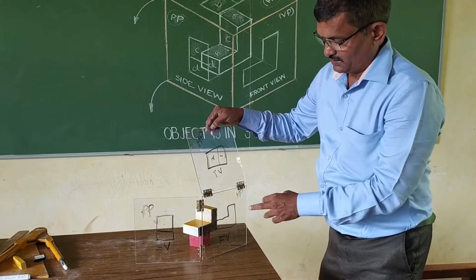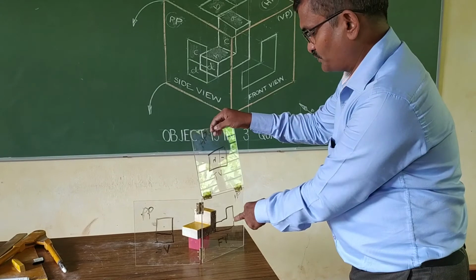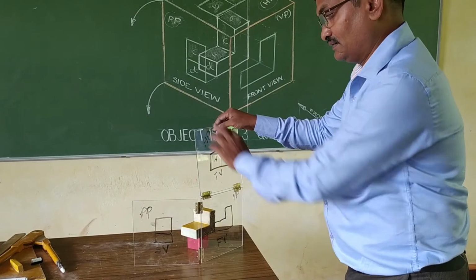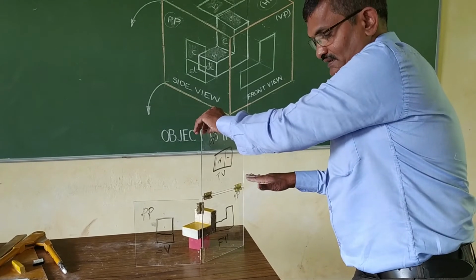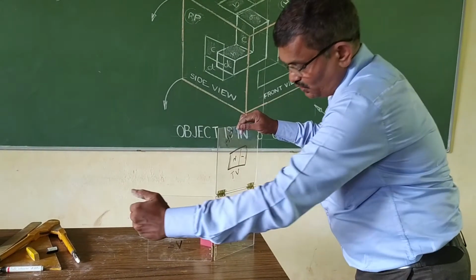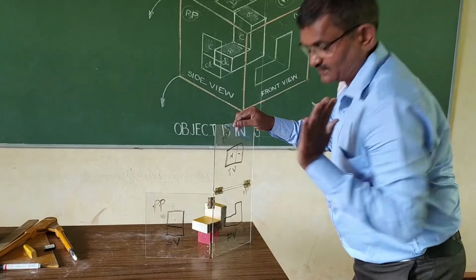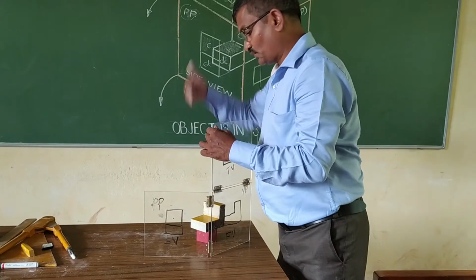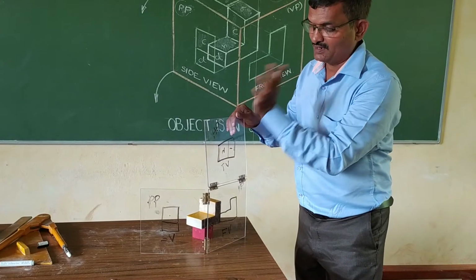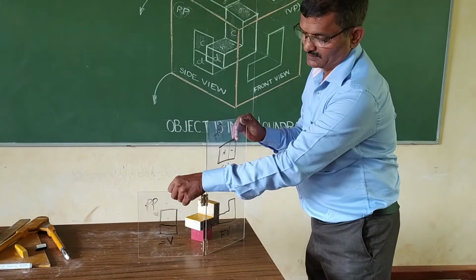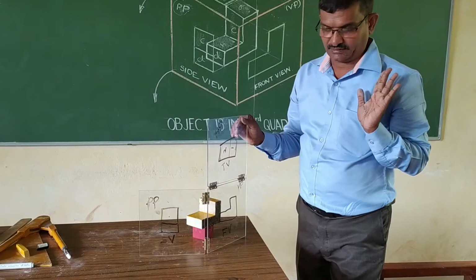Just observe here: the front view you observe from your right hand, here it is the right hand and below the XY axis. The side view is observed from the left hand, here it is the left side. The top view is observed from the top side; here the horizontal plane is the top side. Like that, it is partially rotated.